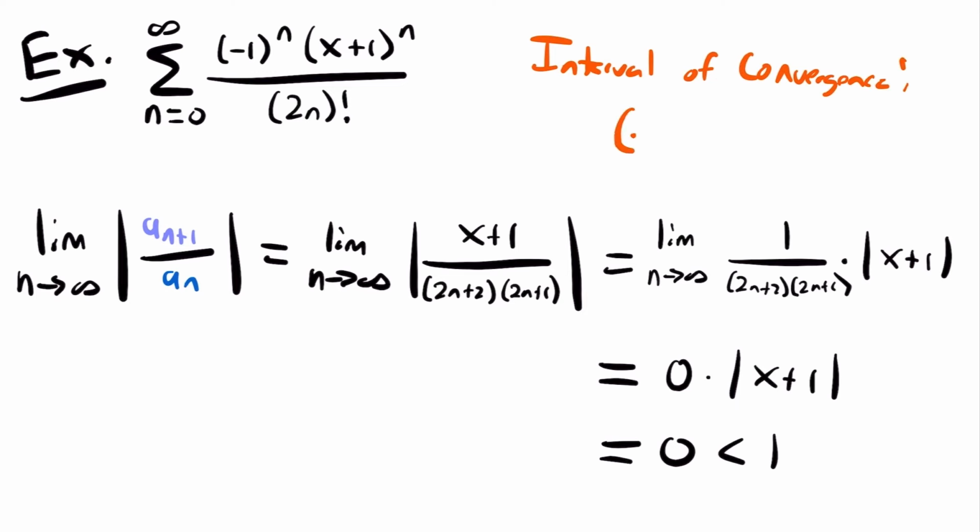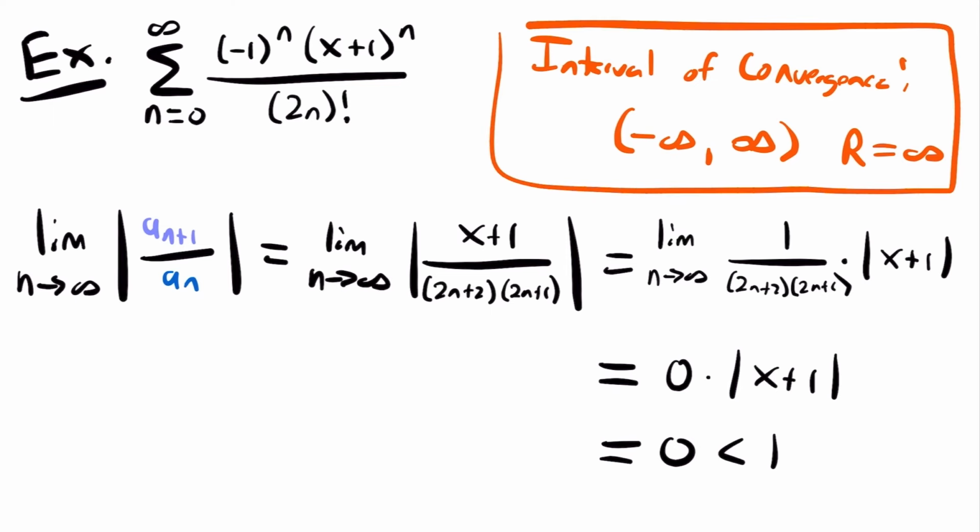is going to be from negative infinity to positive infinity, right? For any value of x from negative infinity to positive infinity, this power series is a convergent series. And then along with that interval of convergence, we would say that the radius is equal to infinity. Okay, and so that is the final answer for this example. We have determined that this power series is convergent for this interval from negative infinity to infinity, which means that the radius is equal to infinity.